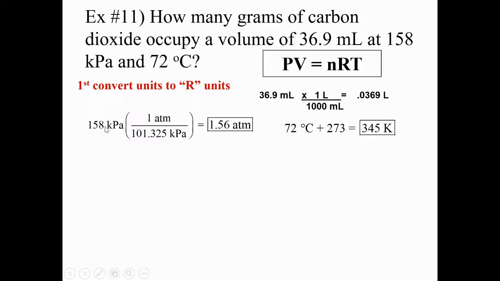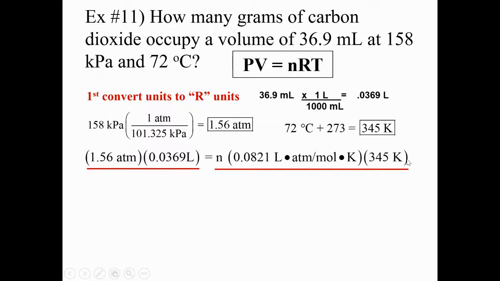Convert your kPa to atmospheres. Remember, the atmosphere equivalents, 1 atmosphere, 101.325 kPa, 760 millimeters, can be found on the gas chapter reference sheet if you don't remember them. So kPa becomes 1.56 atmospheres. To convert from Celsius to Kelvin, I'm going to add 273. So now I can plug the values into my equation.